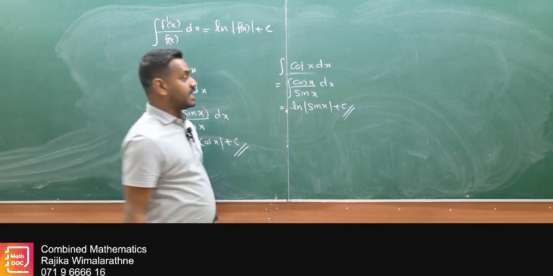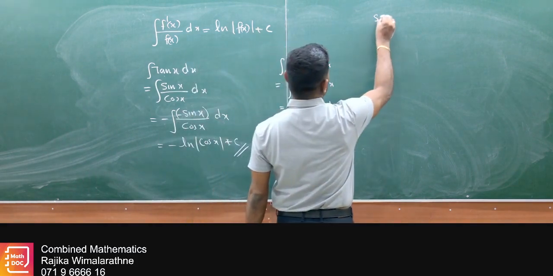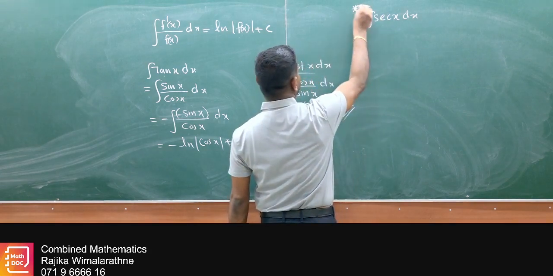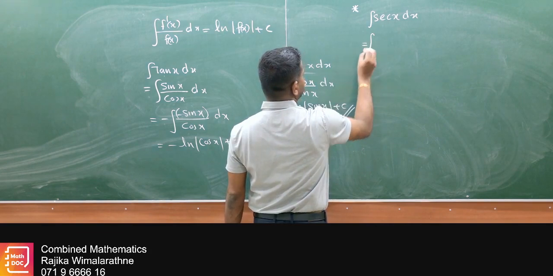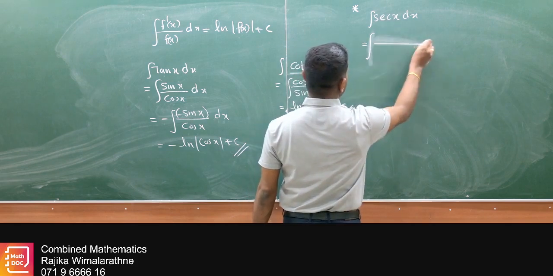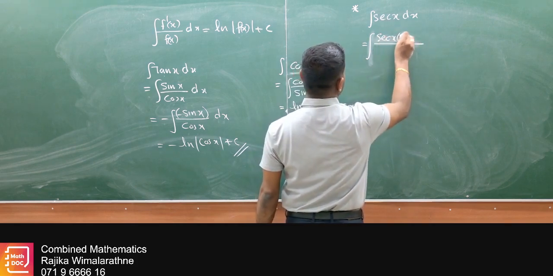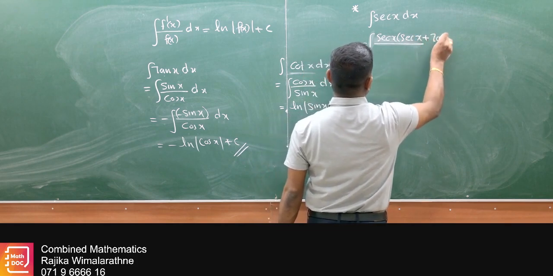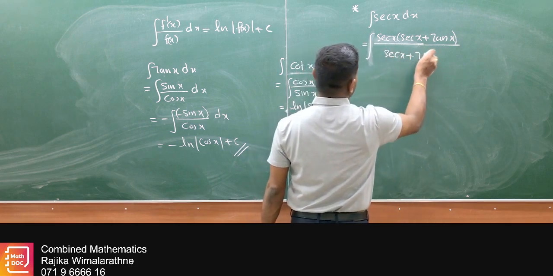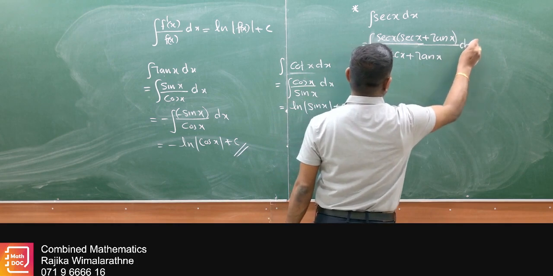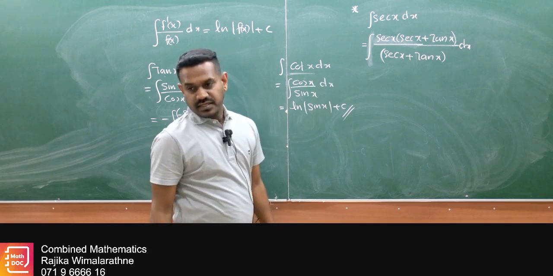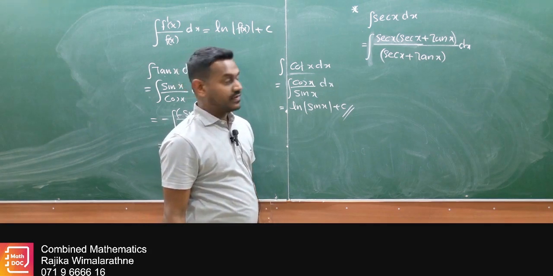Then let's see sec x. Here this is somewhat special. You can't see that one directly. See the procedure. Here for sec x, you multiply by sec x plus tan x, both upstairs and downstairs. No issue, no? We multiply both upstairs and downstairs by sec x plus tan x. Now let's see what will happen.